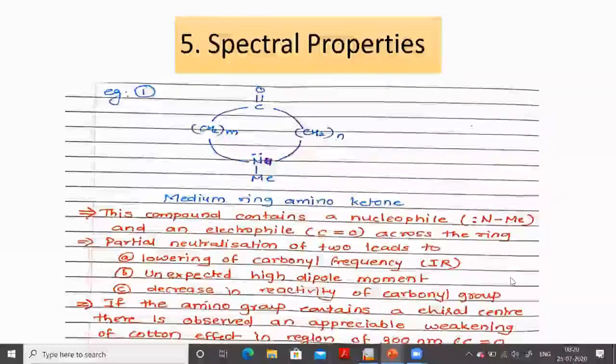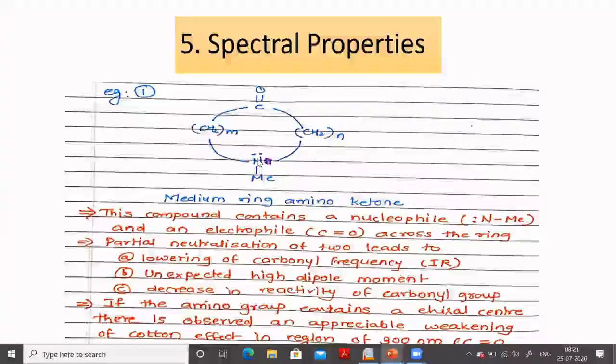So now we will talk about the next property, that is spectral properties. When I talk about the spectral property, just imagine this as your medium size ring. And this medium size ring is having two functional groups across the ring. One is the carbonyl group and one is the N-methyl group.